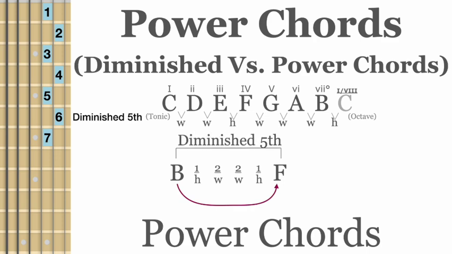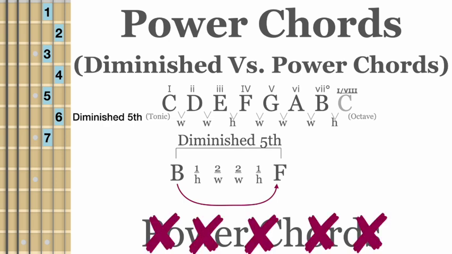a diminished fifth, right? So again, B to F might give us a fifth, but it is not a power chord because it is a diminished fifth, not a perfect fifth, okay? So even with power chords, it doesn't save you from absolutely everything.